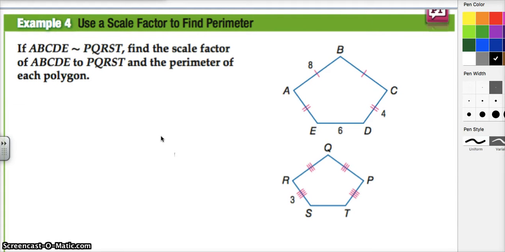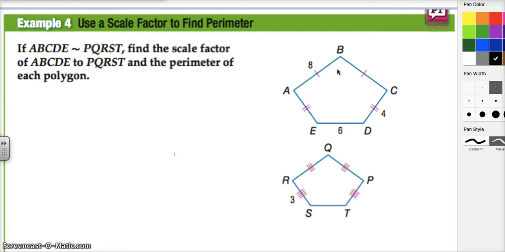So here's example 4. We're going to use a scale factor to find the perimeter. So we see that these two pentagons, 1, 2, 3, 4, 5, these two pentagons are similar. We're going to find the scale factor of each of these and the perimeter of each polygon. So let's see if we can do it.